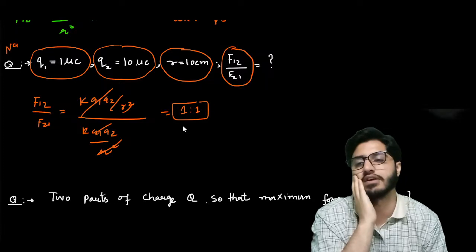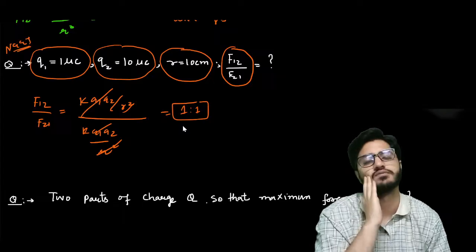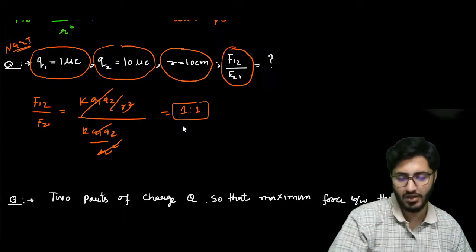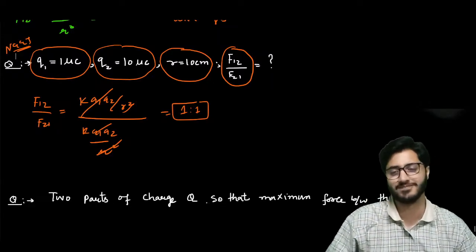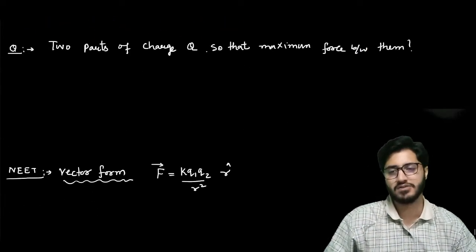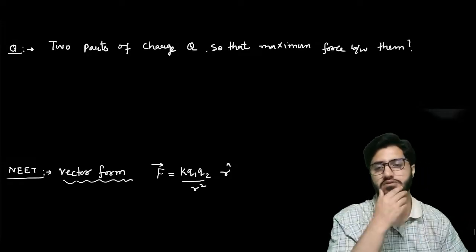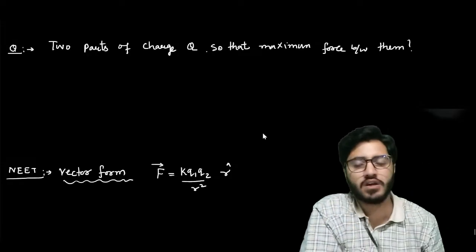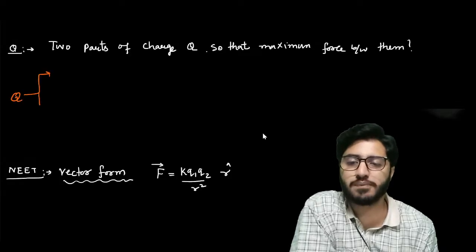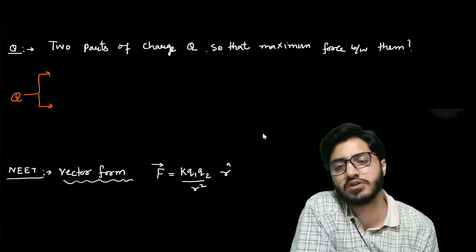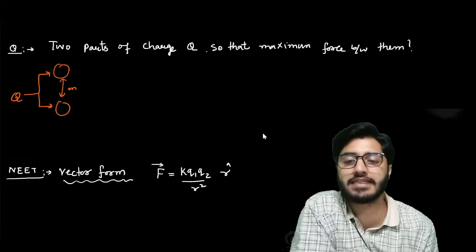This was asked as a NEET PYQ. You will find this numerical in a lot of modules also. This one is a good numerical. So we have a charge Q. How to separate these two charged particles so that the force between them would be maximum?